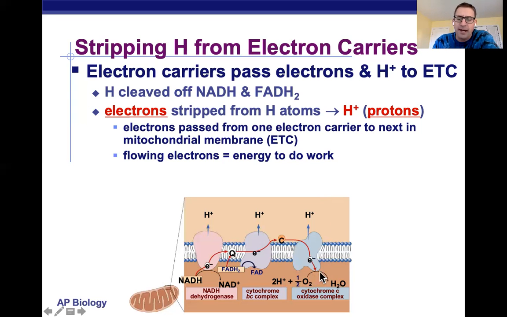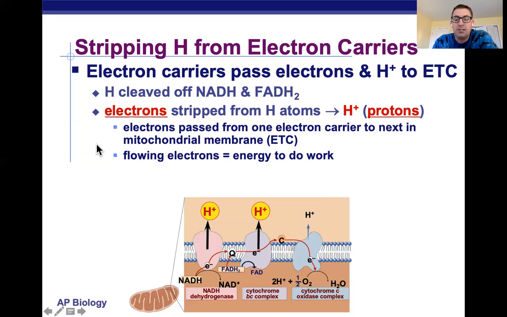And notice here the final electron acceptor in the electron transport chain, after these electrons have moved all the way through, is an oxygen molecule, right? The oxygen picks up the electrons from the electron transport chain and combines with protons in the mitochondrial matrix to form water. So this oxygen is reduced as it oxidizes that final protein in the electron transport chain. So oxygen is that final electron acceptor.